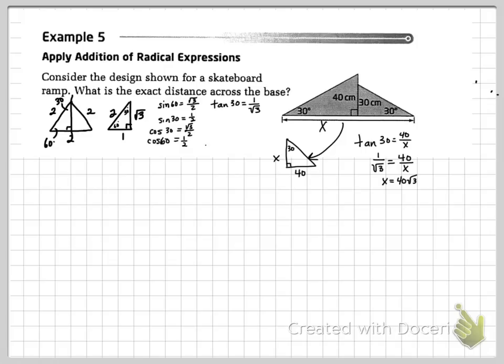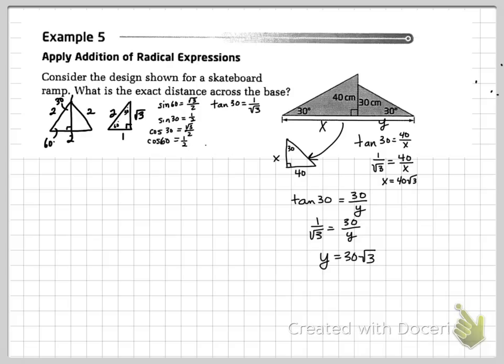Now let's do the other part. We're going to call the side we're trying to find in the smaller triangle y. And we're going to say now that the tangent of 30 degrees has to equal opposite over adjacent, which will be 30 over y. Again, replace the tangent of 30 degrees with 1 over root 3, which equals 30 over y. Cross multiply, and y will equal 30 root 3.